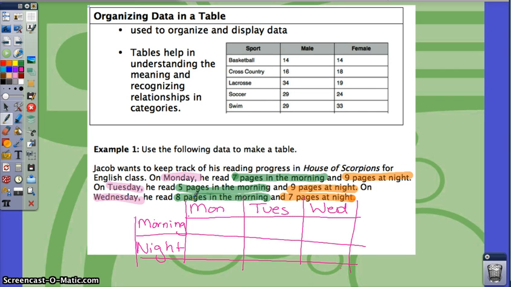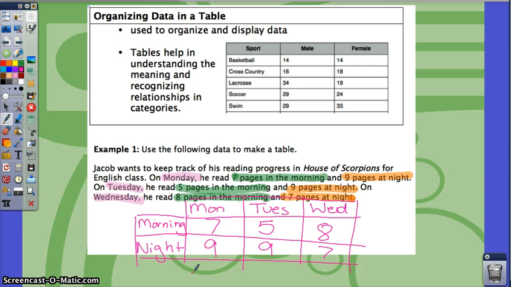Now that you have your table, you can fill in the information. On Monday morning, I had 7 pages. On Monday night, I had 9 pages. On Tuesday morning, Jacob read 5 pages. On Tuesday night, he read 9 pages again. And then on Wednesday, he read 8 pages in the morning and 7 pages at night.